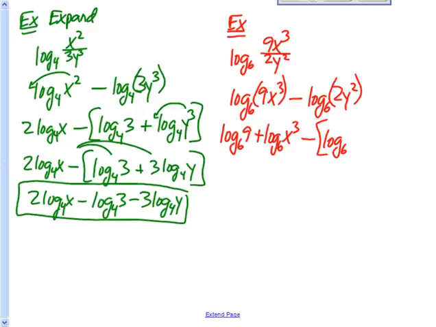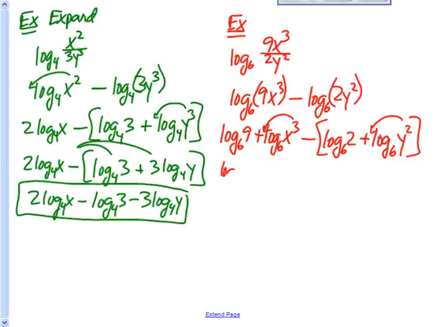Log base 6 of 2 plus log base 6 of y squared. Okay? Again, don't forget you have to put those brackets around those because you're subtracting that entire term, which we expanded. So we have to take that subtraction to both of those after we've expanded it. Now we're going to run the power property. See the cube there? We're going to put that in front over there as well.